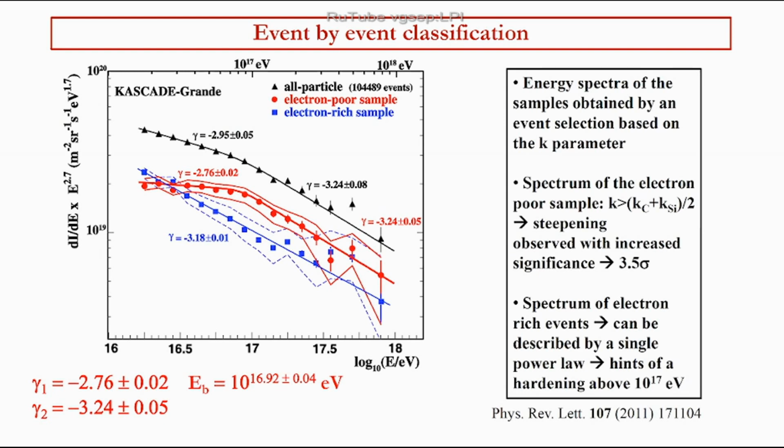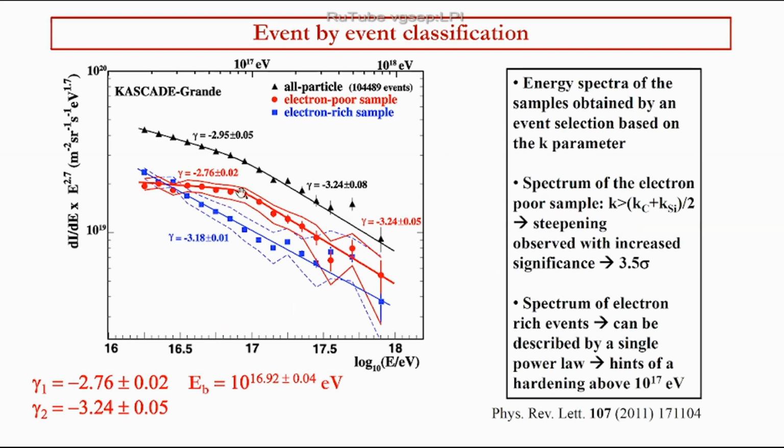The event-by-event classification technique was also used by KASCADE-Grande, moving to higher energies. And here we can see that we have no change of slope of the light elements, and we have a change of slope of the heavy elements, always using this electron-poor and electron-rich sample. Experimentally, what we do is separate the events between electron-rich and electron-poor. Then we know that this can correspond to light and heavy elements. But experimentally what we do is separate the two samples, electron-rich and electron-poor.